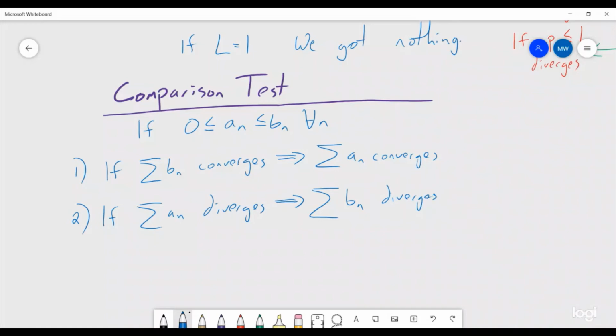Notice those are the only 2 implications we have. We cannot go in the other directions. Those 2 directions are false. Those are not guaranteed to give us anything.